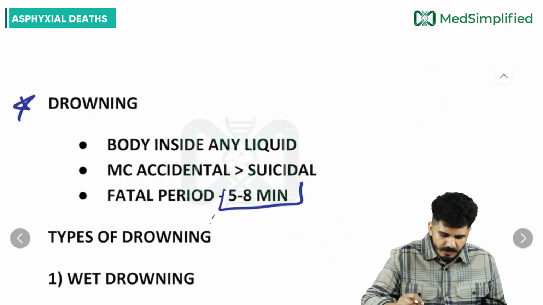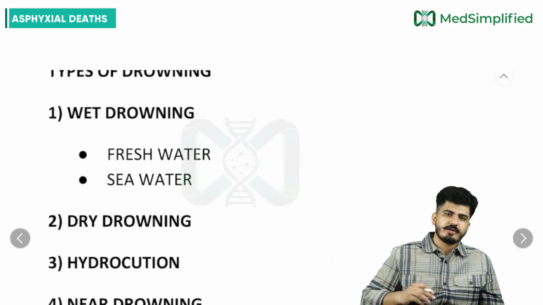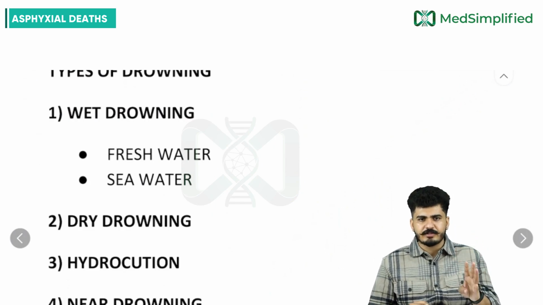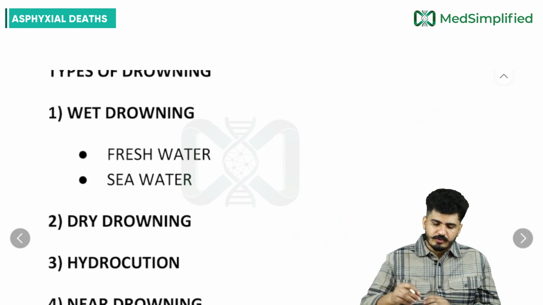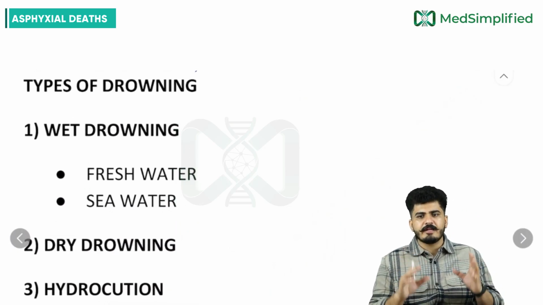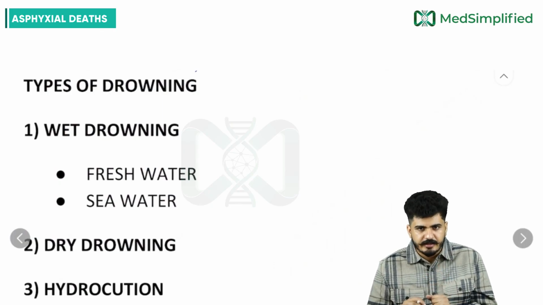Now we talk about the types of drowning. We have 4 types of drowning: freshwater, dry, hydrocution and near drowning. First, I'll give you an overview here and then we'll be discussing everything in detail, my dear friends.